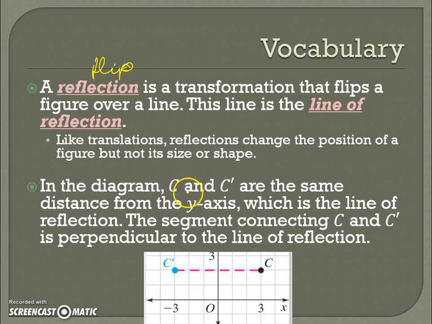In the diagram, C and C prime are the same distance from the y-axis, which is the line of symmetry, or the line of reflection. The segment connecting C and C prime is perpendicular to the line of reflection. This is an important concept that we'll probably investigate a little bit later. But for now, I just want you to know, if this is my line of reflection and I connect the image and what's called a pre-image, then that creates a perpendicular line. In other words, that's a right angle.